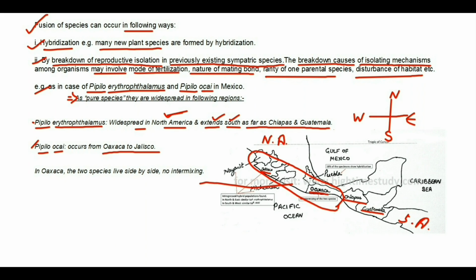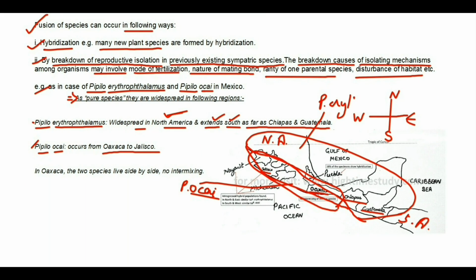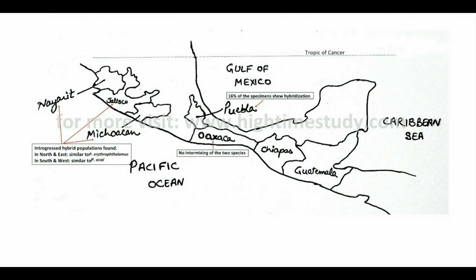In this area is the widespread range of Pipilo ocai, and in this area, along with this area, Pipilo erythrophthalmus exists as a pure species. But what happens in Oaxaca? Let's see that the two species live side by side. Please note this. No intermixing, they live side by side. So let's see what happens here.